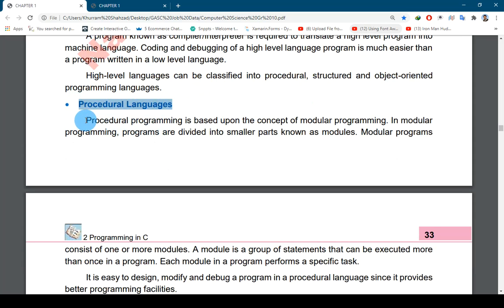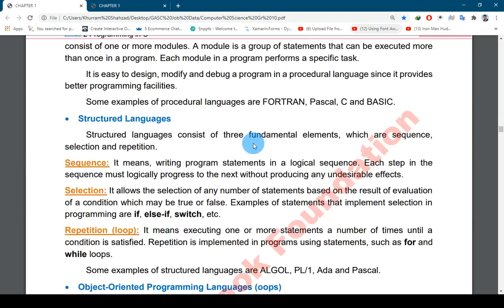Procedural languages are based on the technique of modular programming. These procedural languages divide the code into smaller parts called modules and do programming in small chunks called modules. This divides our larger program into smaller ones, solves each smaller part of the problem, and then makes a final solution by joining all the solved parts.